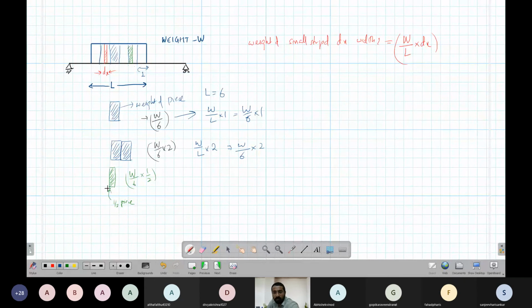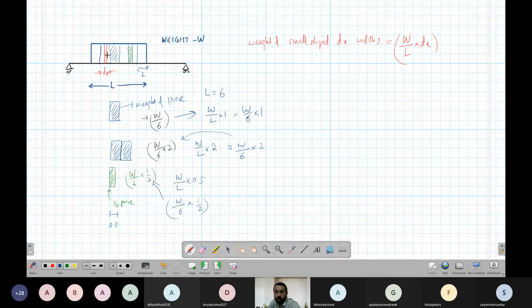Okay. What about half units? This is half. If this is 1, this is 2, and this is half. So according to my formula, W by L into dx, where dx is 0.5, is W by 6 into half.